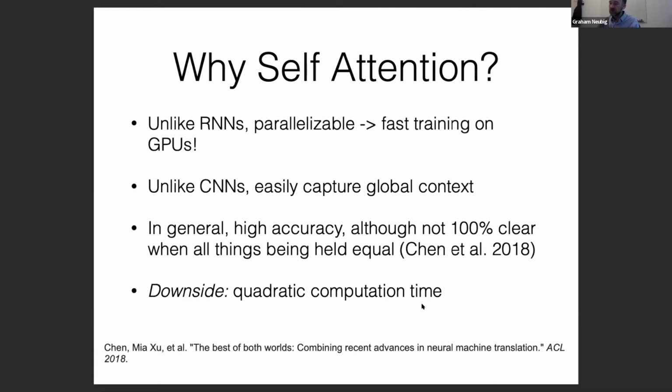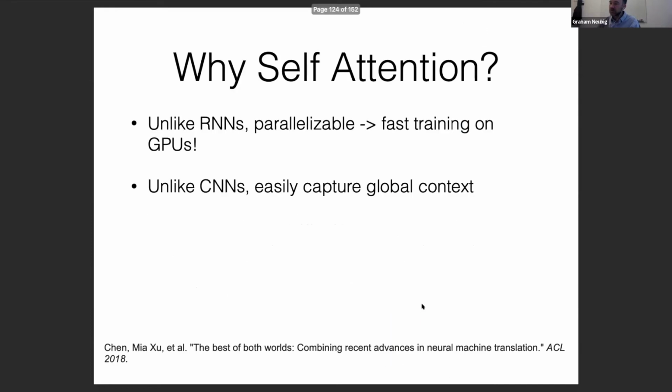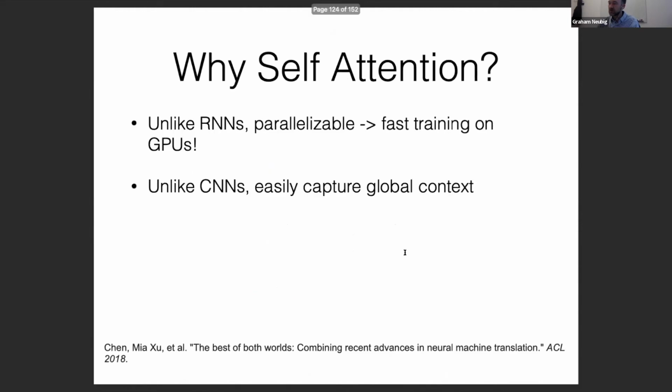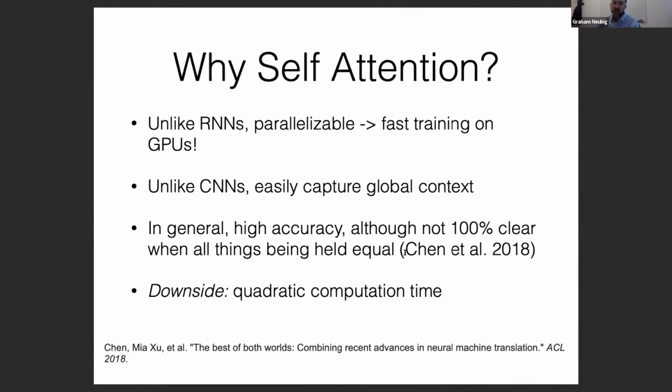One downside to this is quadratic computation time. You can even see this computation time directly from this attention graph here. If the length is 4, you have 4 times 4, 16 attention values. This can become onerous if you're using very long sequences to compute. So there are also a lot of different methods to improve over this recently.